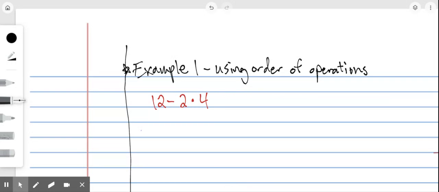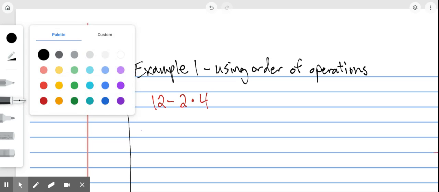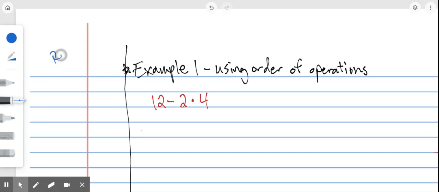So the first example is kind of simple, but before we get into it, I really want us to, on the left-hand side, refresh what we learned in the previous video. And by that, I mean, I want to refresh what those 4 steps were to solving using order of operations.